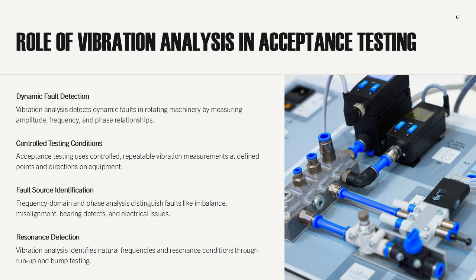In acceptance testing, vibration analysis is typically performed under controlled and repeatable conditions. Measurements are taken at defined locations and directions, such as horizontal, vertical, and axial points on bearing housings. Frequency domain analysis allows engineers to distinguish between different fault sources, such as imbalance at running speed, misalignment at harmonics of running speed, bearing defects at characteristic defect frequencies, and electrical issues at line frequency components. Phase analysis further supports fault confirmation by revealing the relative motion between machine components.